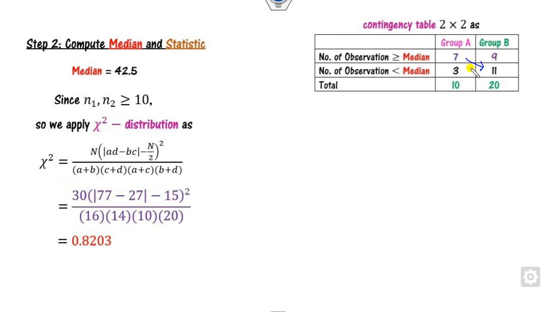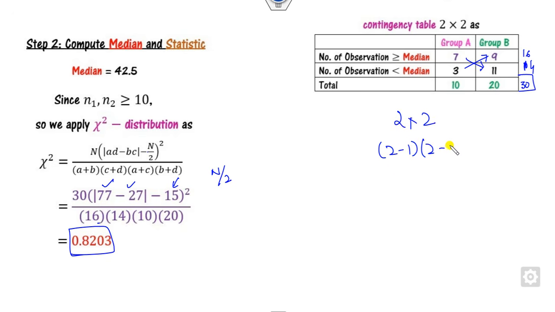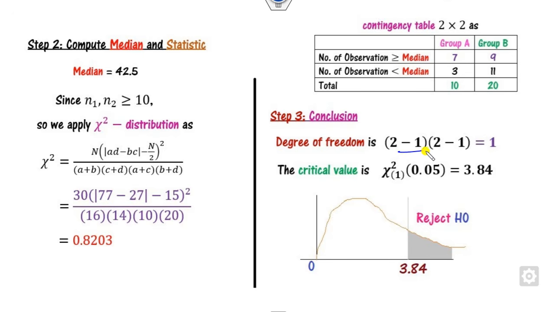You can see it's 77 minus 27. What is n? This total is 30. This is 16 and this is 14. So this is n by 2. This is here. After that, what is the degree of freedom? Since it is a 2 cross 2 table, the degree of freedom is 2 minus 1, 2 minus 1. That's my step number 3.